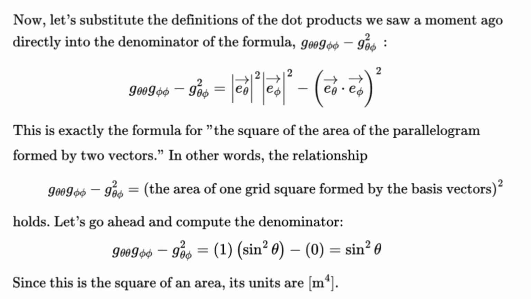Now, let's substitute the definitions of the dot products we saw a moment ago directly into the denominator of the formula, g theta theta g phi phi minus g theta phi squared. This is exactly the formula for the square of the area of the parallelogram formed by two vectors. In other words, the relationship g theta theta g phi phi minus g theta phi squared equals the area of one grid square formed by the basis vectors, squared, holds. Let's go ahead and compute the denominator.